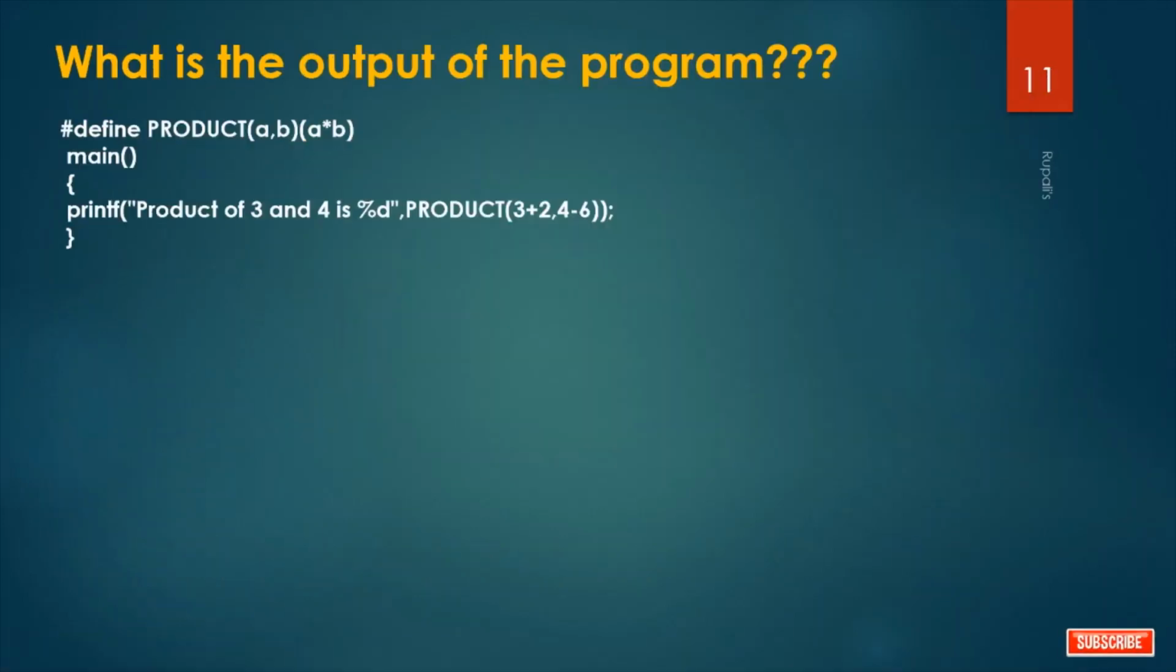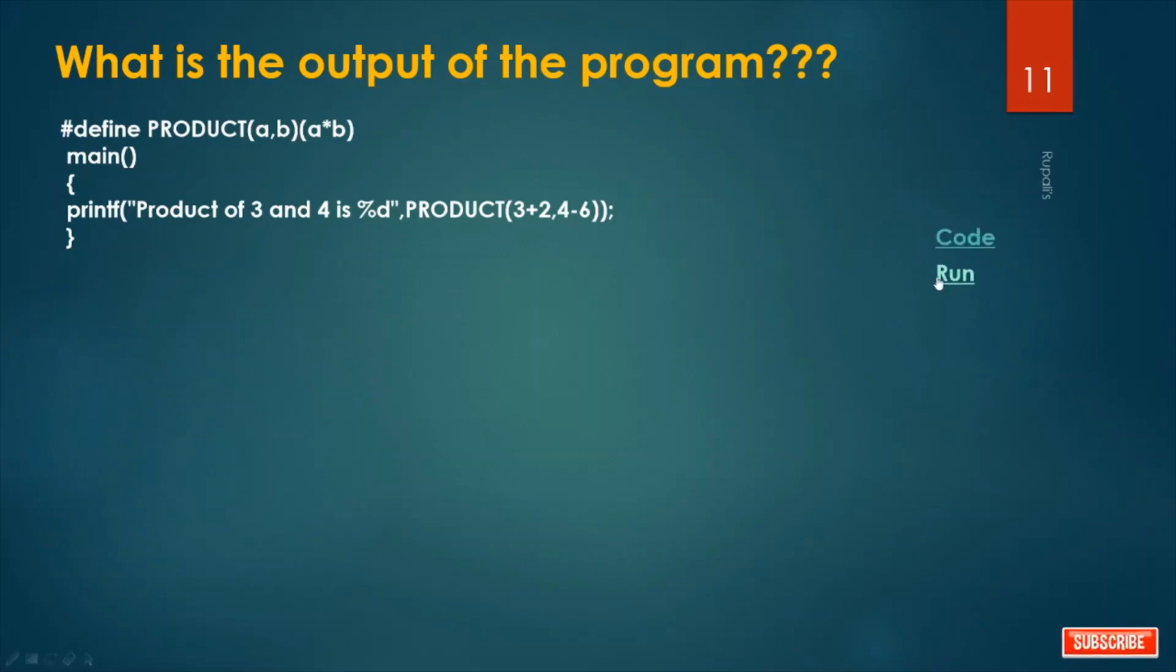Can you tell me what is the output of this program? So PRODUCT(3 plus 2, 4 minus 6), this macro will be expanded as a comma b is a into b. So 3 plus 2 into 4 minus 6. Okay. So the result should be: 3 plus 2 means what? 5. 4 minus 6 means what? Minus 2. So 5 into minus 2, it is minus 10.